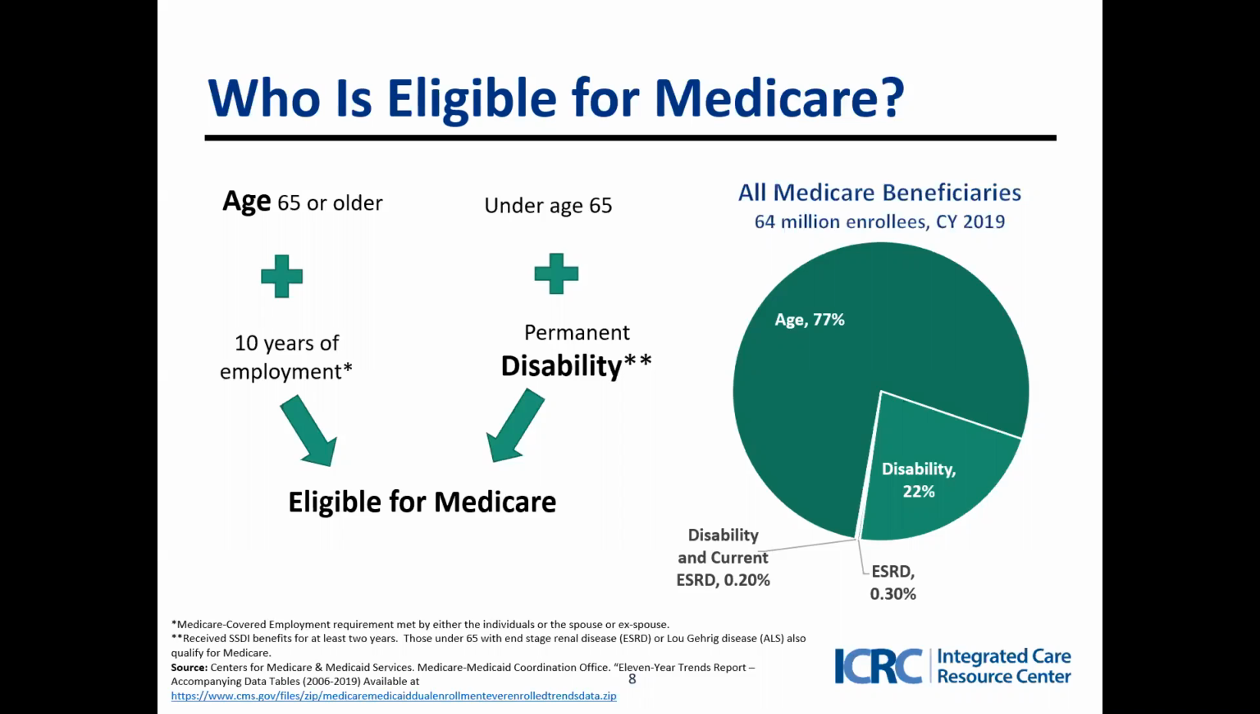Another way to become eligible for Medicare is if you're under 65 and have a permanent disability. On the far right of this slide, we have displayed a chart showing the breakdown of Medicare enrollees. As you can see, the majority of beneficiaries qualify for coverage because of their age. Next slide, please.